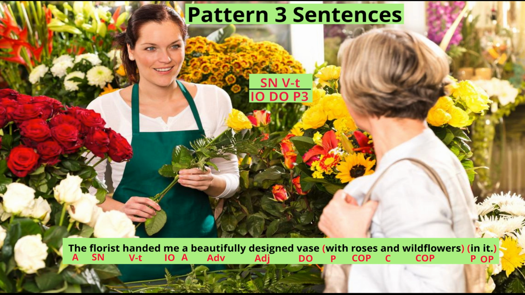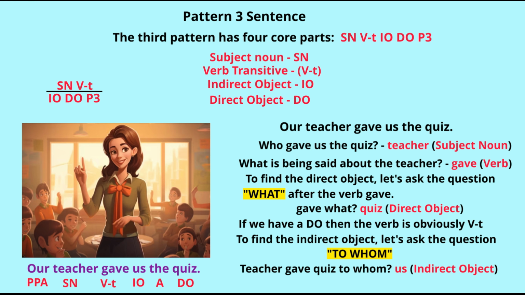Now, let's take a look at what a pattern 3 sentence is. The third pattern has 4 core parts. What are they? Subject noun SN, verb transitive VT, indirect object IO, and direct object DO. In the example, you can see a teacher talking to the students. Our teacher gave us the quiz.